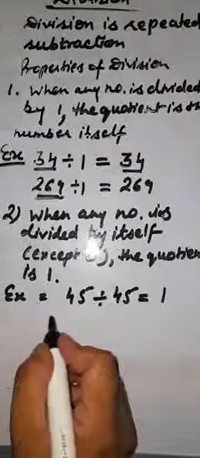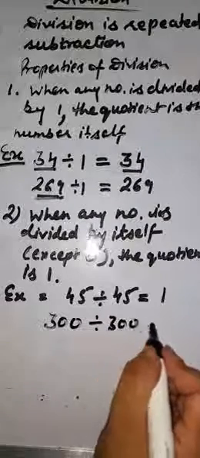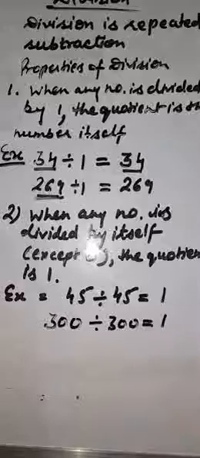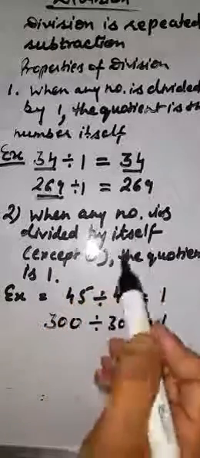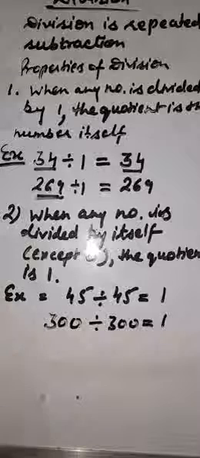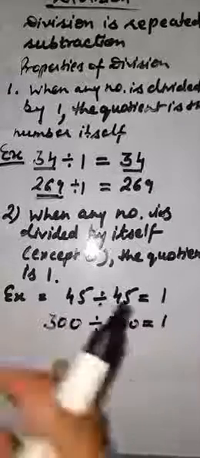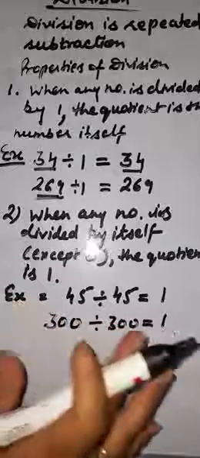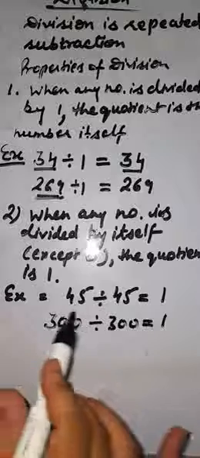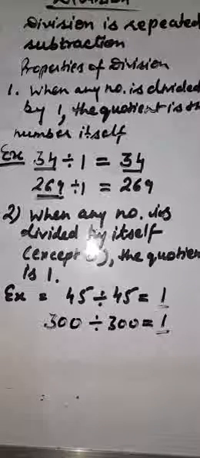Let's take another example, that is 300 divided by 300. So 300 ones are 300. It means you can take any number, that is tens place, hundreds place, thousands place, lakh, 10 lakh, crore, and so on. You just divide it by itself, right? Except 0, the quotient is always 1.